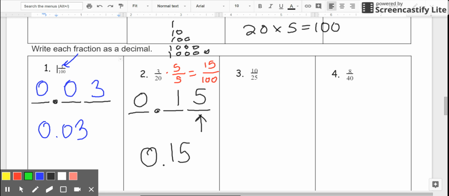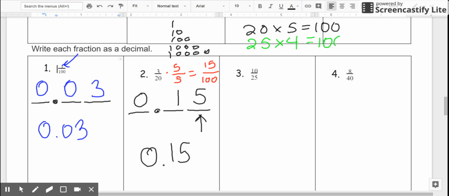For 3, I've got 10/25ths. I know that 25 times 4 is 100. So I'm going to multiply 10/25ths by 4 over 4 so that my denominator becomes 100. 10 times 4 gives me 40, and 25 times 4 gives me 100. So I'm looking at 40 100ths.